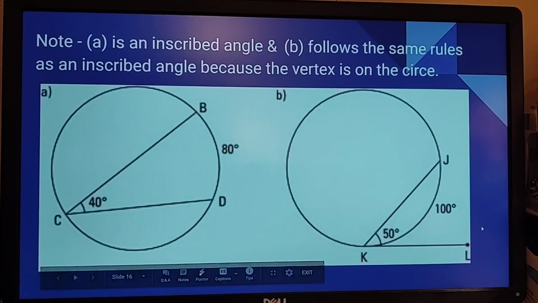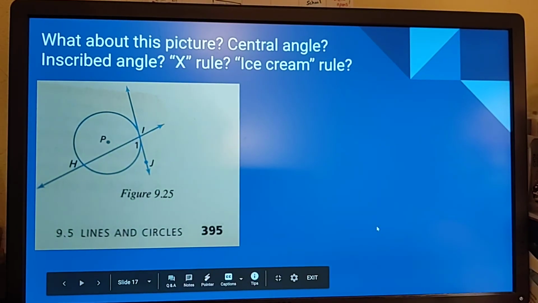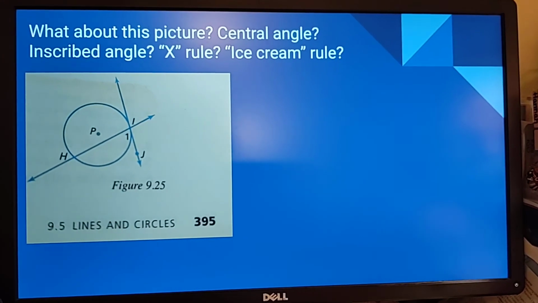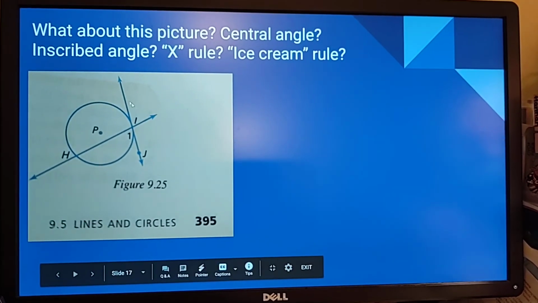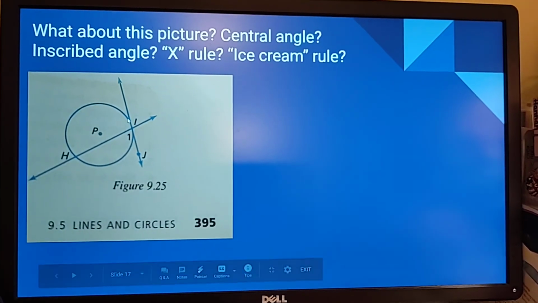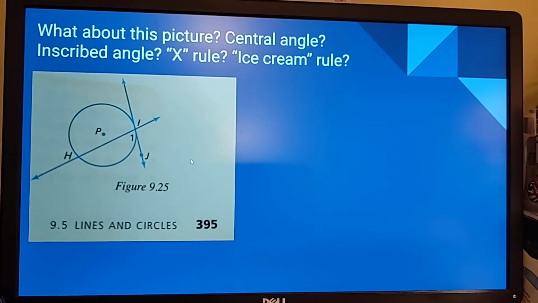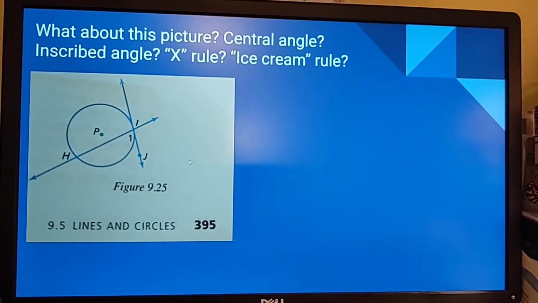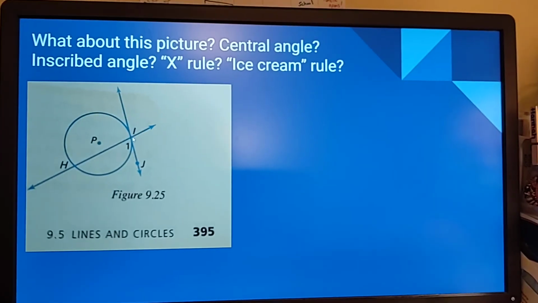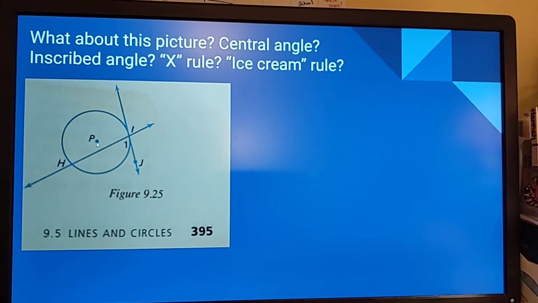All right, that being said, take a quick look at this one. What about this picture? Is that a central angle? Is it an inscribed angle? Is it following the X rule, the ice cream rule? This could be a little tricky. I know you might see an X here. When I call it the X rule, I'm seeing an X inside the circle. This is definitely not an X rule. I don't see an angle that is completely outside the circle. All I see is this vertex on the circle, so it's not an ice cream rule. It's obviously not a central angle because it's not on the center either.